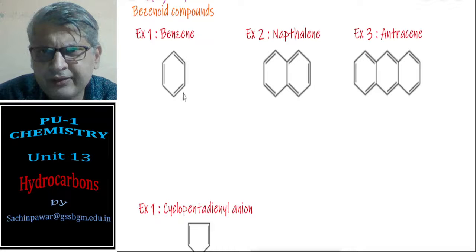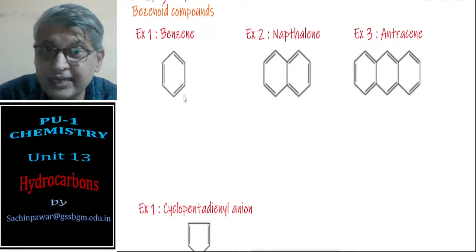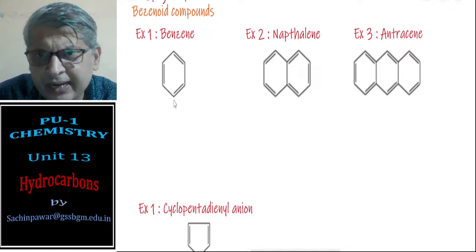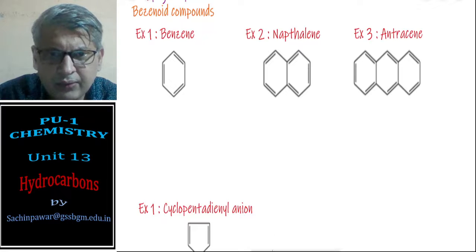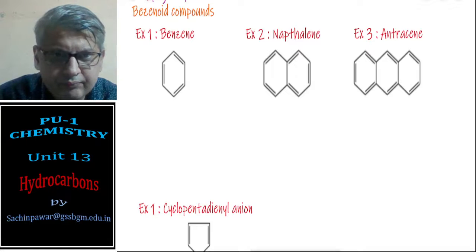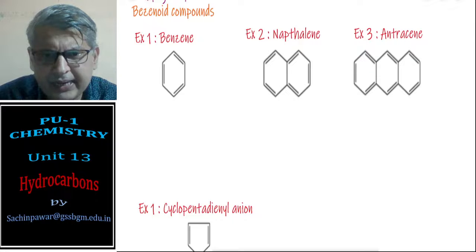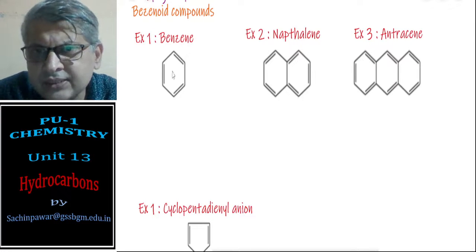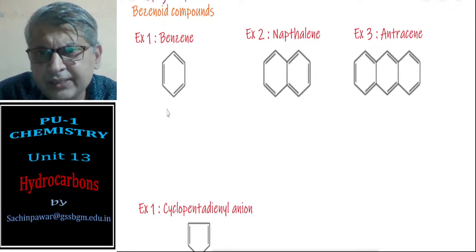Right, if you just check benzene, the formula of benzene we write like this, naphthalene is like this, and anthracene is like this. First we have to check whether they are planar or not, whether the rings are planar. For this, you see each carbon atom has a double bond, meaning every carbon atom is sp2 hybridized.